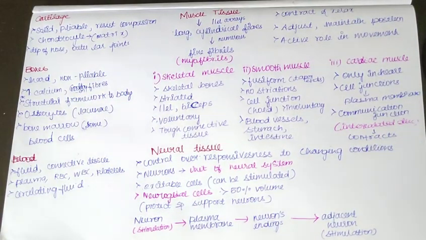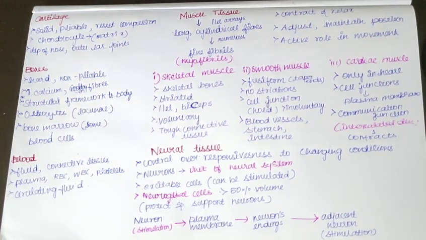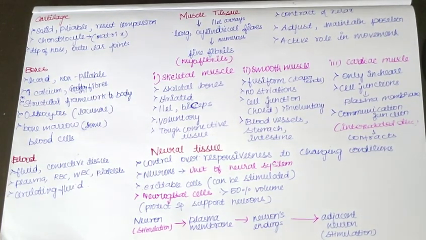Everyone, this is part 3 of structural organization in animals. In the past videos we have discussed the epithelial tissue and also connective tissue. Now we will be seeing the detailed information about specialized connective tissues.